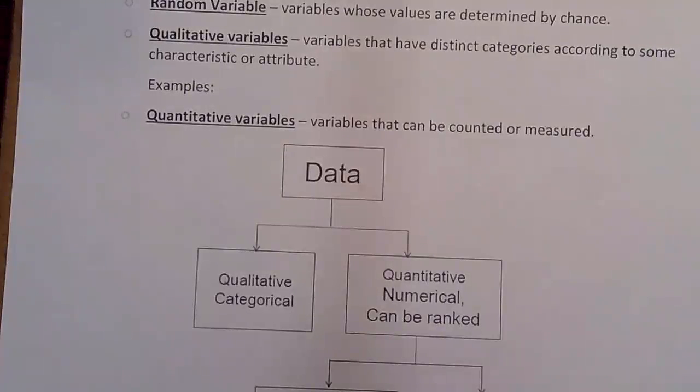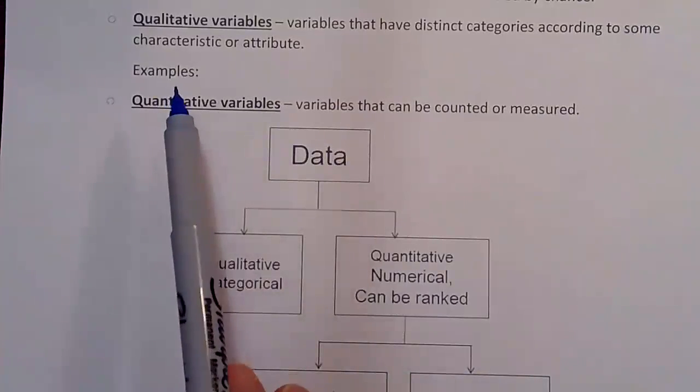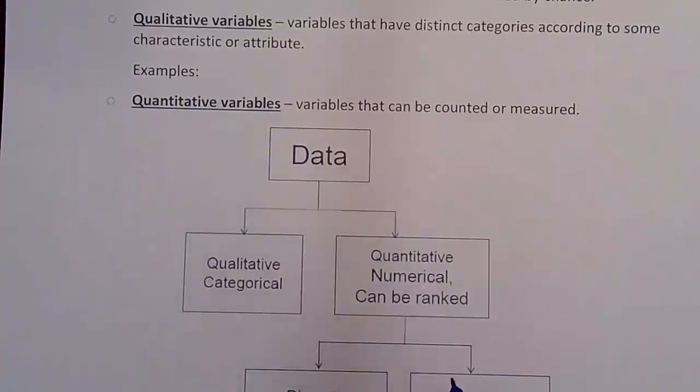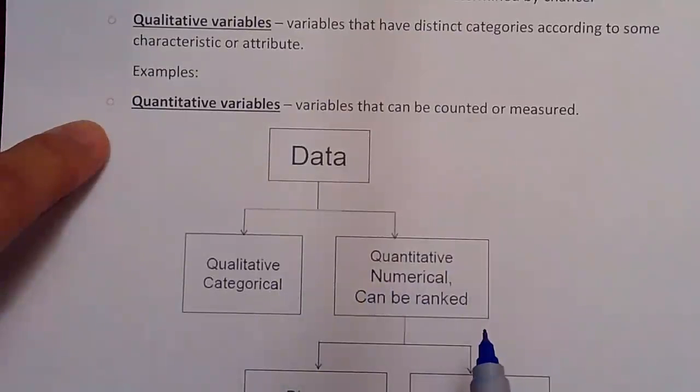And then you have this flow chart here. So I'm going to put the examples. I see it says they're examples. I'm going to put the examples on the flow chart. So you start off having data, and then they have qualitative or quantitative, which is what they were talking about here, qualitative or quantitative.